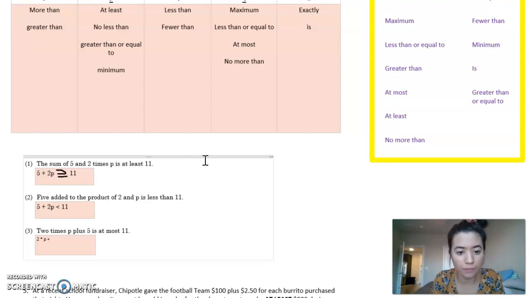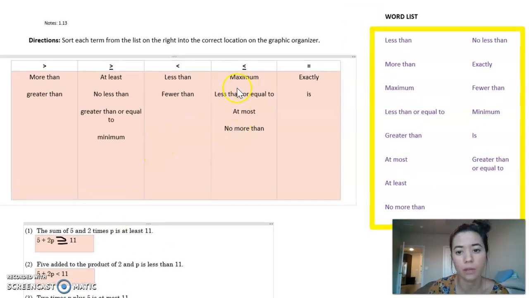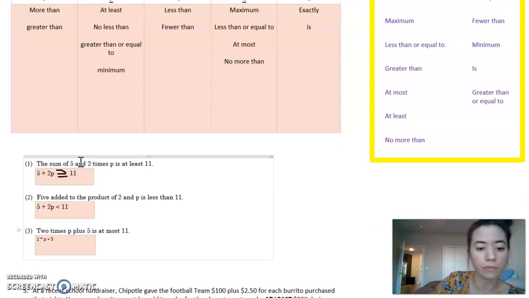And then the last one, we have 2 times p plus 5. And that needs to be at most 11. So if we look back up here, at most, we have the less than or equal to sign.